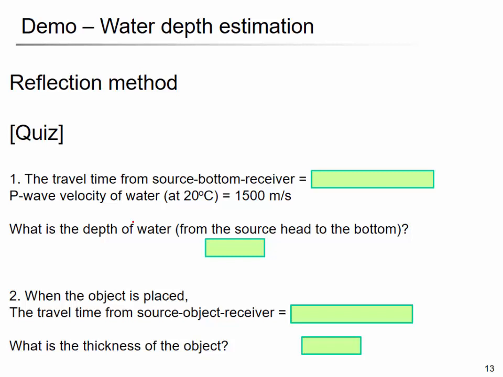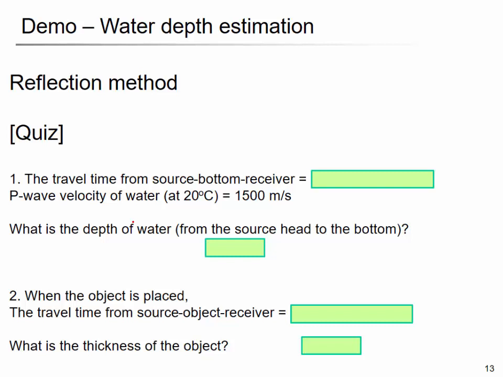So if I actually lower it down or increase it, then it becomes delayed, because the water depth is now increasing. And if I lower it down, then the reflection was around here and now it's here, right? So depending on the arrival time, you can measure the water depth.